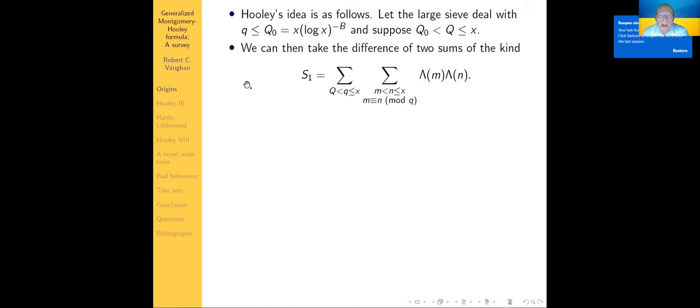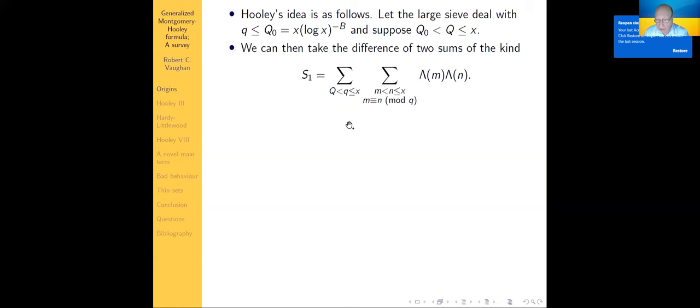Hooley's idea is you can use the large sieve or the Gallagher result, say, to deal with the smaller values of little q. So you're left with the values of big Q, which lie between this Q naught and X. And so you end up in that S1 function of having to deal with something like this now. You can think of dealing with a difference of two of these. One of them has Q naught and the other one has Q. And the reason that Hooley writes it this way is for a very clever reason.